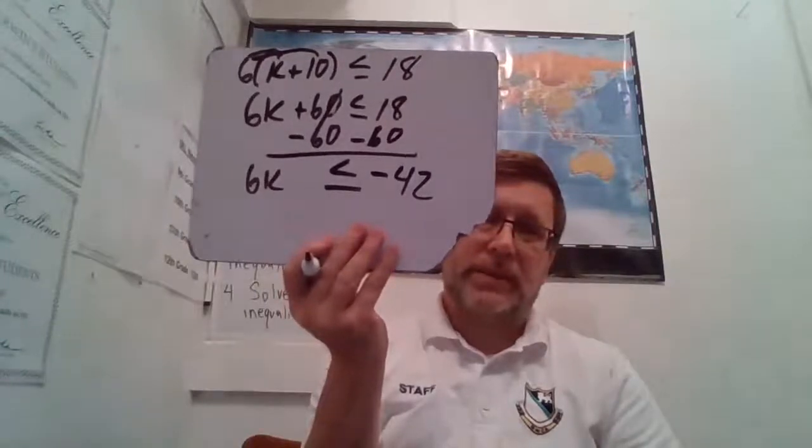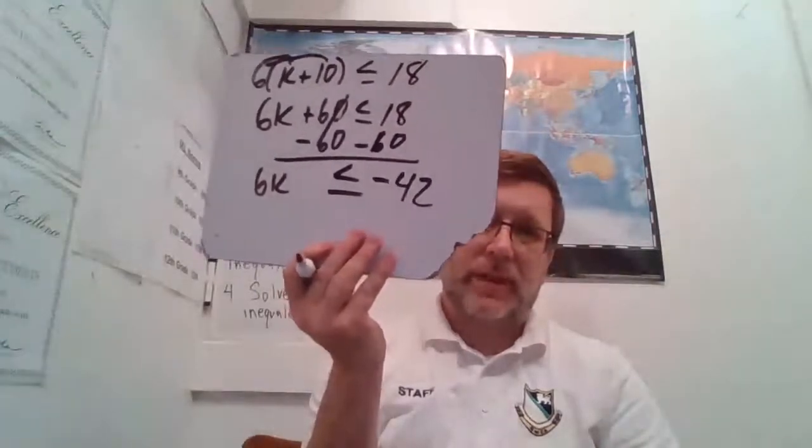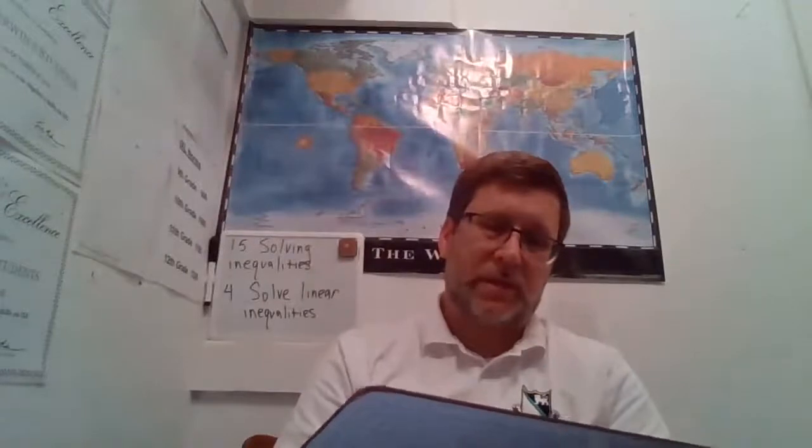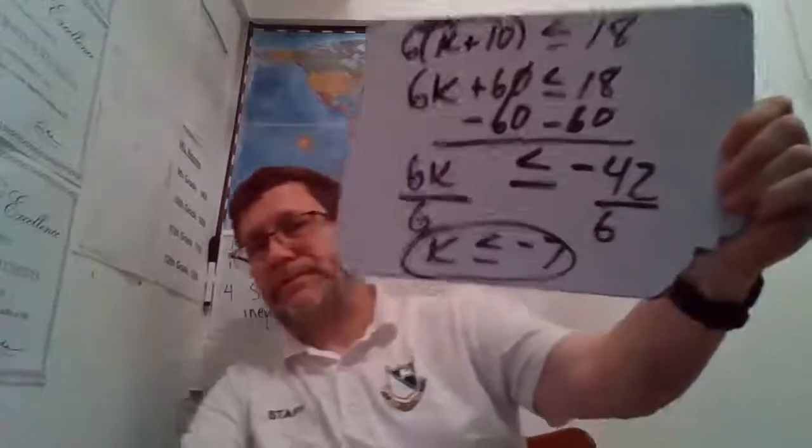But we got to get rid of that 6 on the k. So divide both sides by 6. It's 6 times k, so you divide, the opposite operation. And k is less than or equal to negative 42 divided by 6, which is negative 7. And here's your answer.